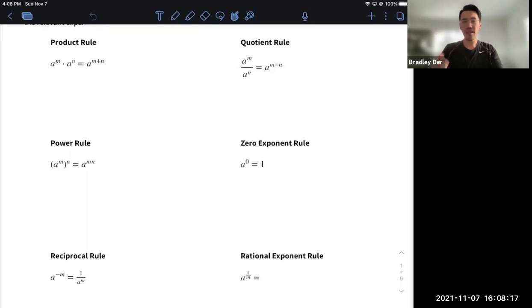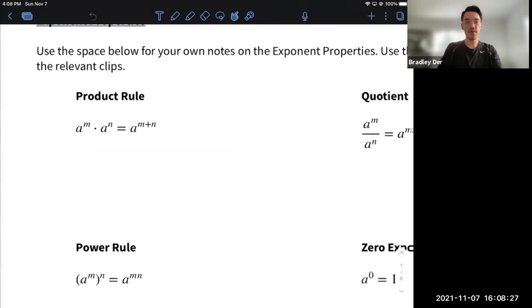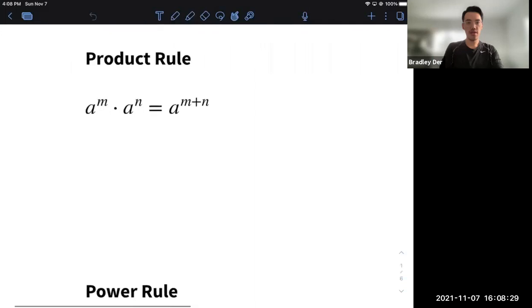Everything is timestamped below, so you can jump around to wherever you need, but I'll go through all 6 of them. Starting with the product rule, we should be able to build up to all of our other exponent rules. So let's go ahead and get into it.